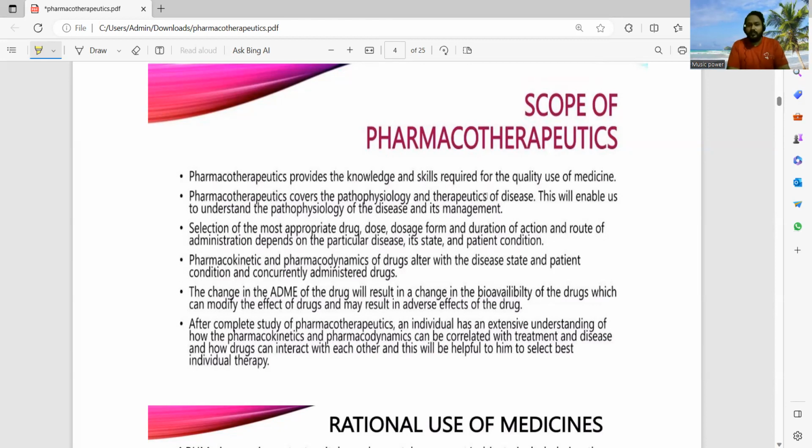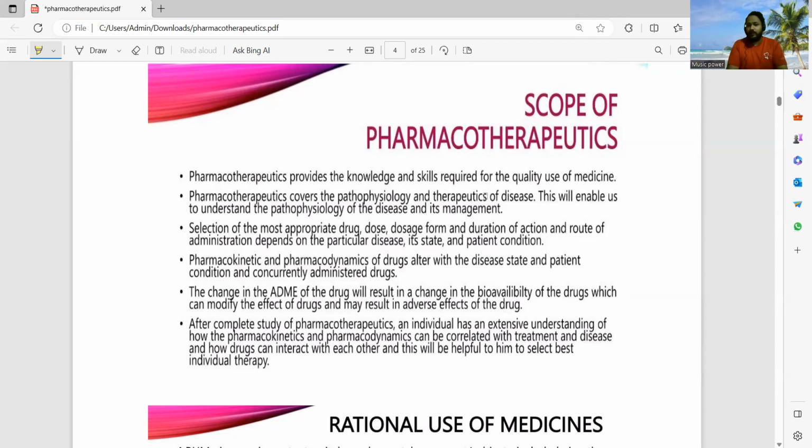And the second scope is that a change in the ADME of the drug will result in a change in the bioavailability. What is bioavailability? It is the amount or fraction of drug which goes to the systemic circulation for giving action. So a change in the ADME of the drug will result in a change in the bioavailability of the drug, which can modify the effect of the drug and may result in adverse effects of the drug.